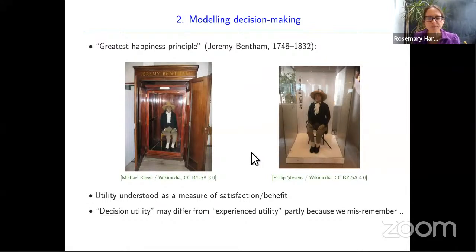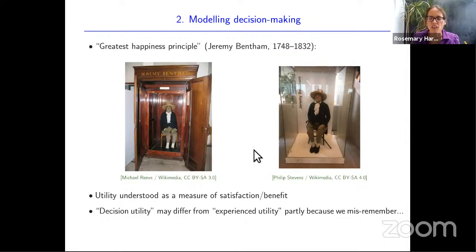Anyway, apart from leaving his body with these slightly eccentric instructions, he formulated this idea of a greatest happiness principle, which is the idea that human beings make decisions in a way that maximizes their happiness. And that's the sort of forerunner of what we now call utility, which you can think of as a measure of reward or satisfaction or benefit you get from making a decision. And the idea is that if you're totally rational, you weigh up the utility for different decisions and you pick the decision with the highest utility.